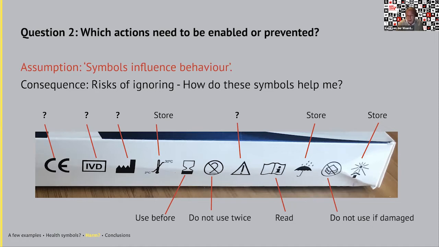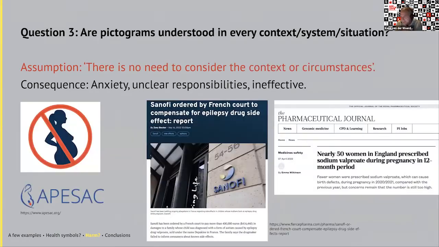The third question is about the context in which pictograms are read. I'm really pleased that in earlier presentations and discussions, context comes out so heavily. I go back to the example that I gave earlier, the valproate medicine and the pregnancy warning. Sodium valproate is an effective medicine for epilepsy and depression, but it causes birth defects and brain damage in babies. It turns out that the manufacturer of this medicine and the French authorities knew about that decades ago. The court cases are still going on.